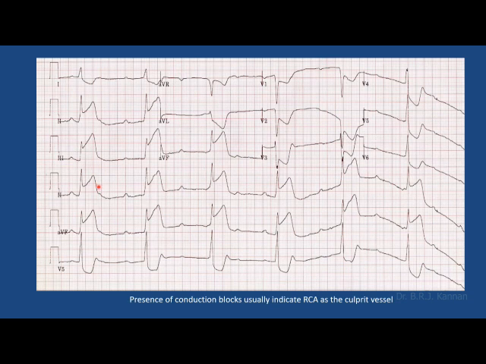There is one more clue here. See, there is a lot of conduction disturbance, isn't it? The ventricular rate is very low, about 35 to 40 only, and there is complete heart block. So whenever there is a conduction block, it usually indicates that the right coronary artery is the culprit vessel, because the artery to the AV node is usually a branch of the right coronary artery. So whenever there is a conduction disturbance, the usual culprit artery is the right coronary artery.